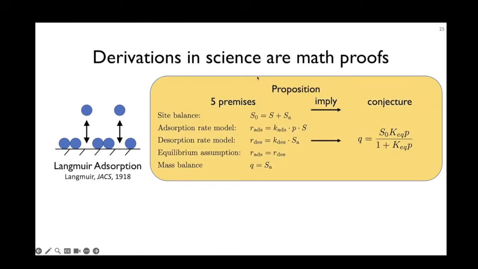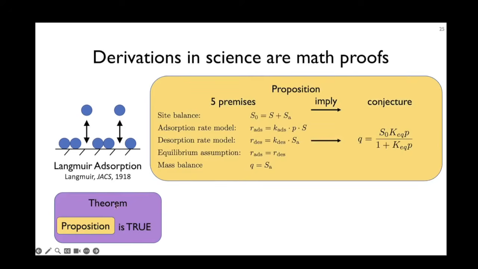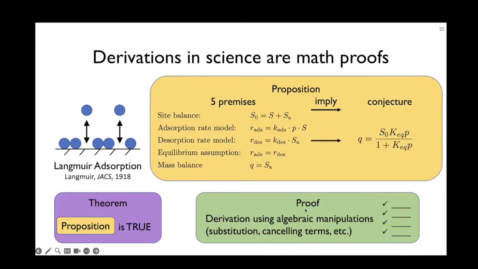So now this is math language. This overall thing would be a proposition to say that premises imply some conjecture. And I would say that a theorem is stating that a proposition is true. And that then a proof is going to be doing the derivation.